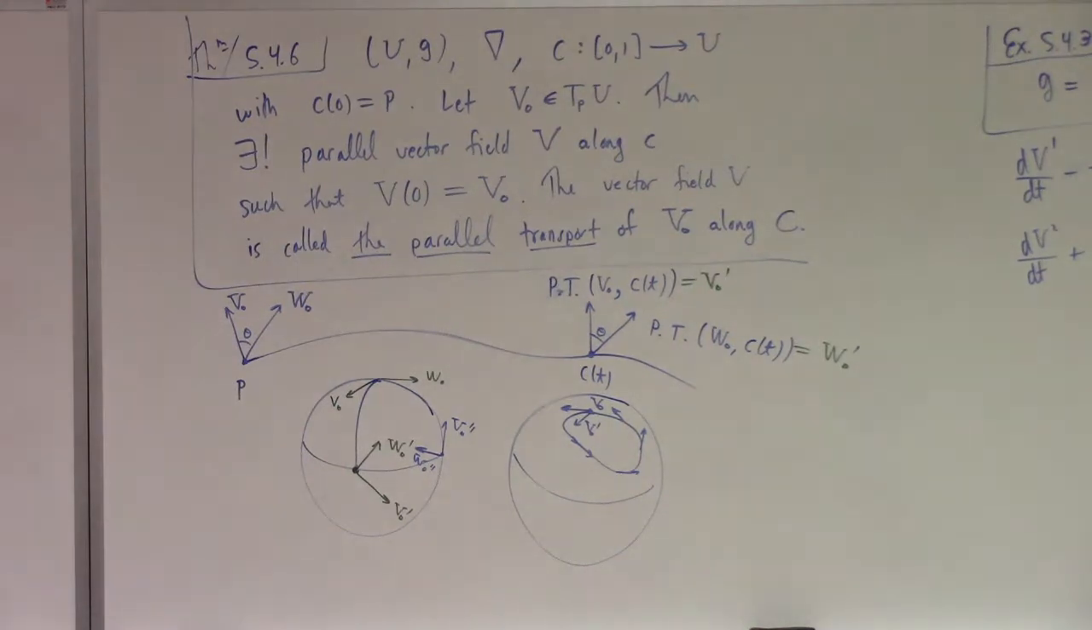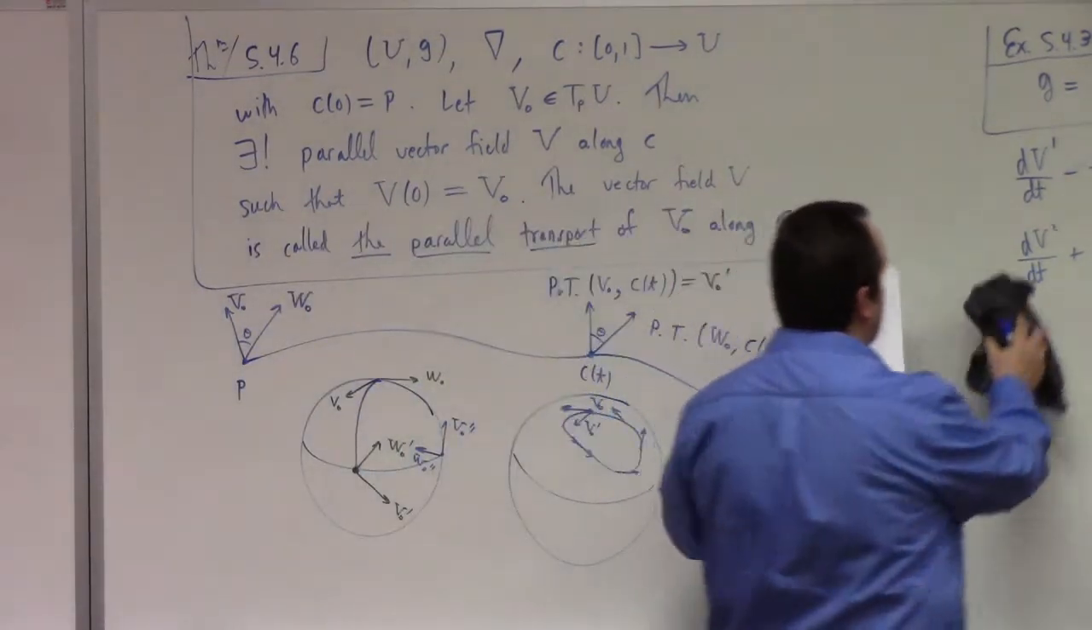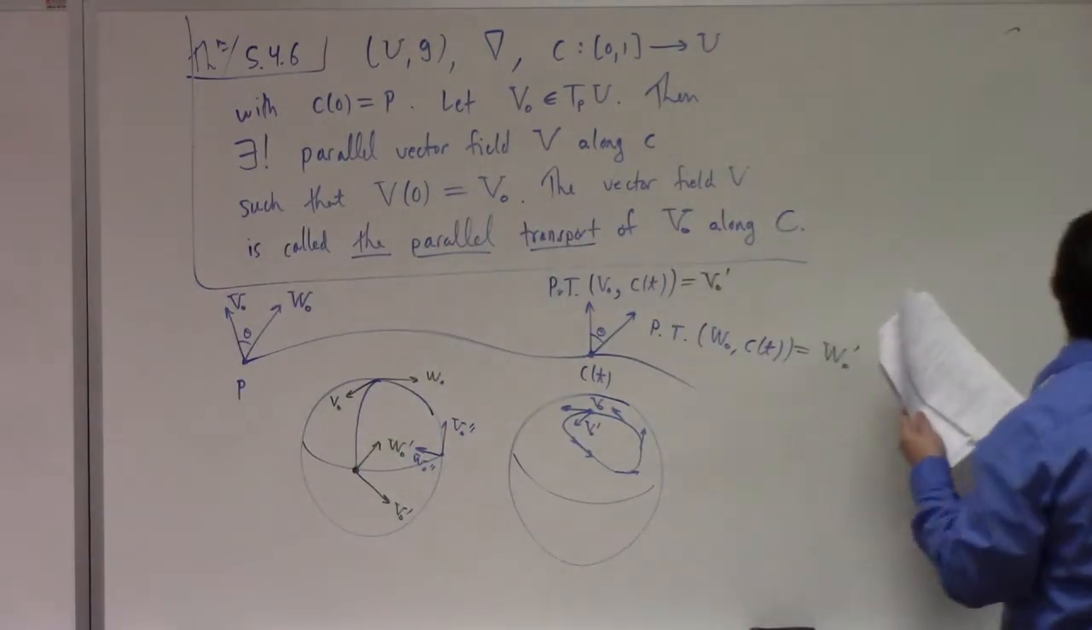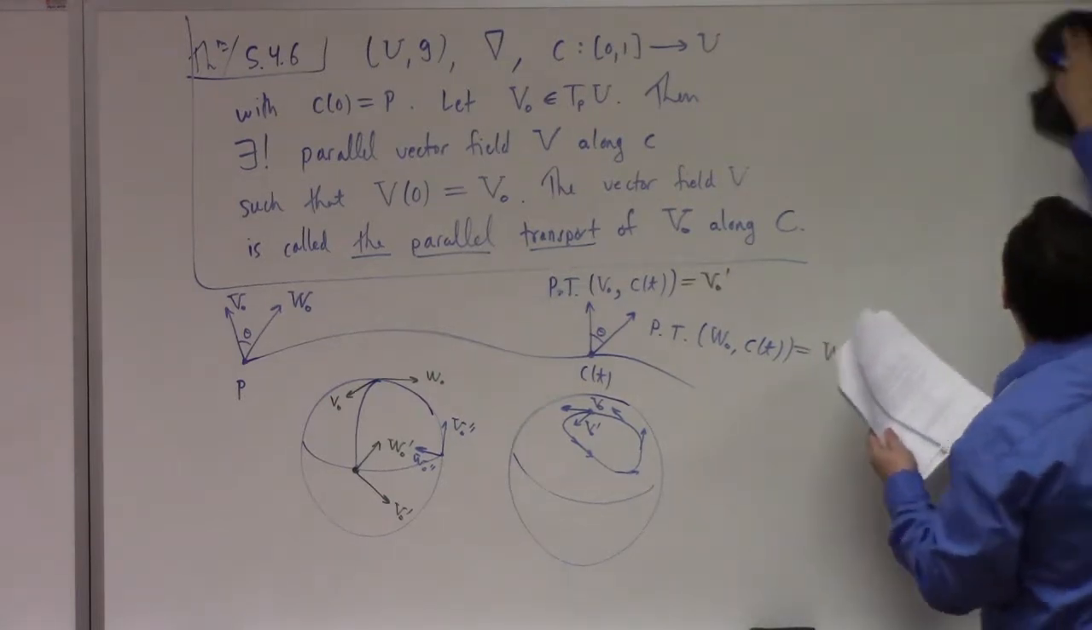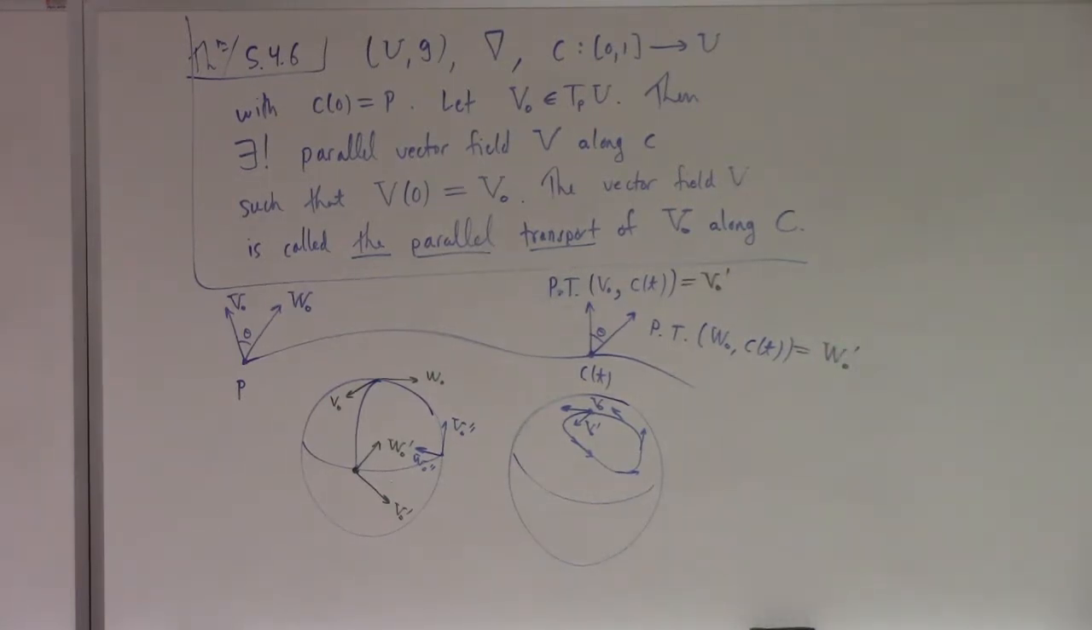So let me go on. Maybe this example would help, actually. So if the angle between V naught and V naught prime when we go around the loop is not 0, does that mean that it can't be an induced metric? So the Euclidean metric is... No.